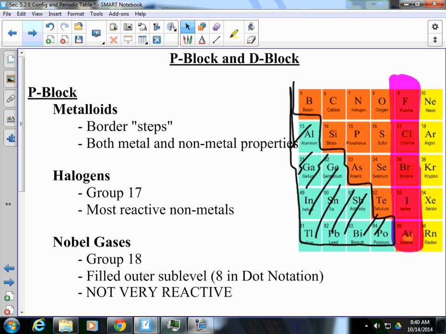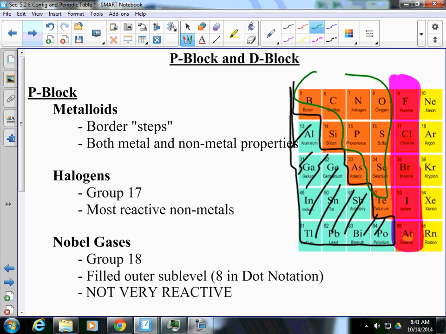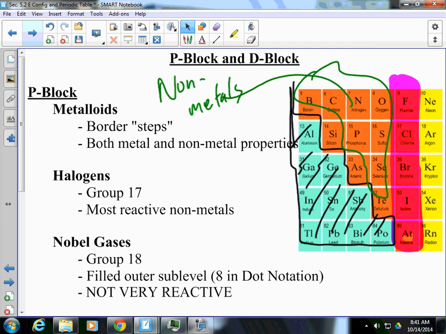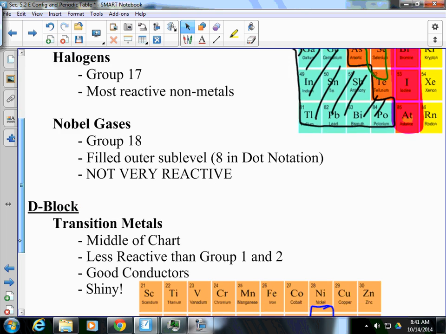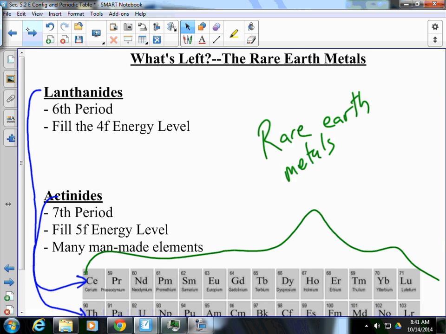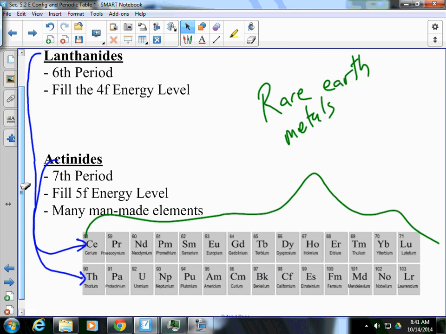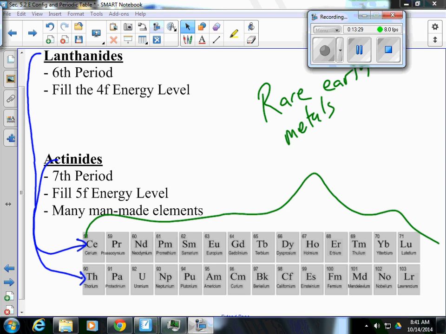Group 16, 15, 14, and 13 don't really get grouped together. So the remaining in red, which would be these, just get referred to as the nonmetals, just to clarify. So the P block has the metalloids, the halogens, the noble gases, and the rest, the leftovers, is nonmetals. The D block is the transition metals, and then what we just got done talking about is the F block, the lanthanides and actinides, which are both rare earth metals.